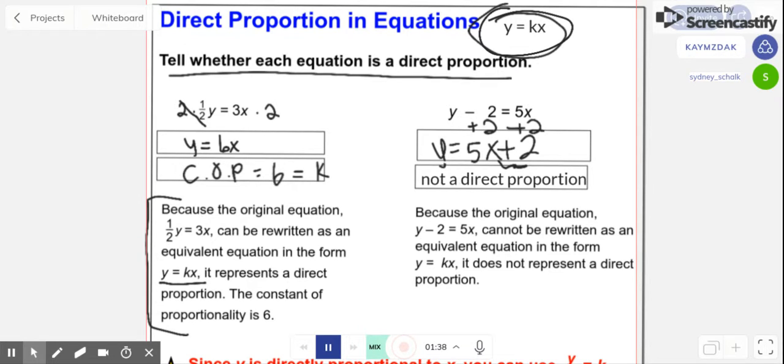Once again, it's described as: because the original equation, y minus 2 equals 5x, cannot be rewritten as an equivalent equation in the form y equals k times x, it does not represent a direct proportion.